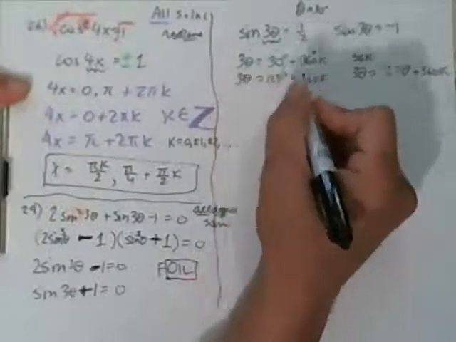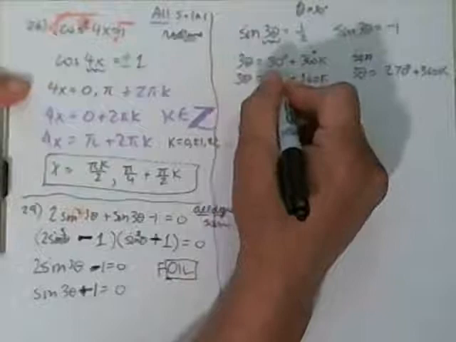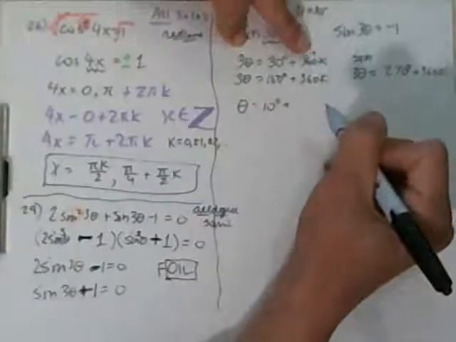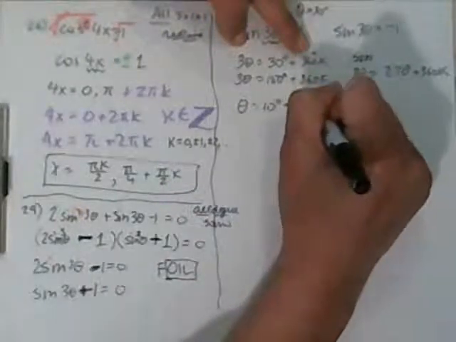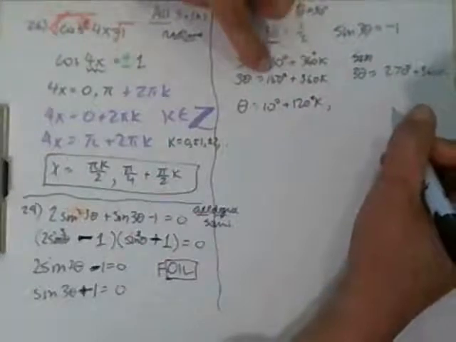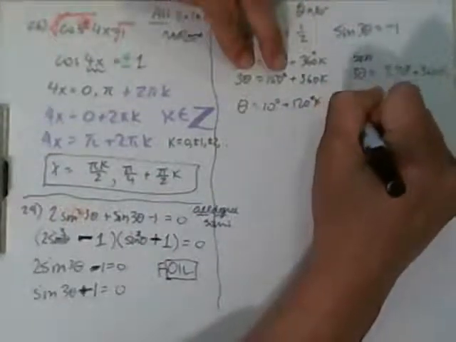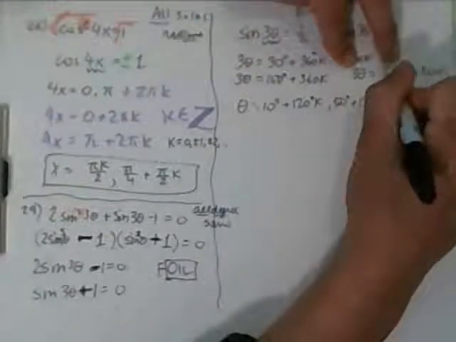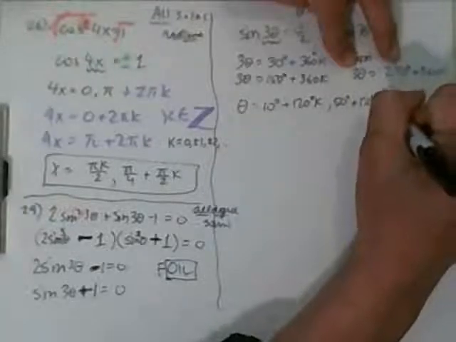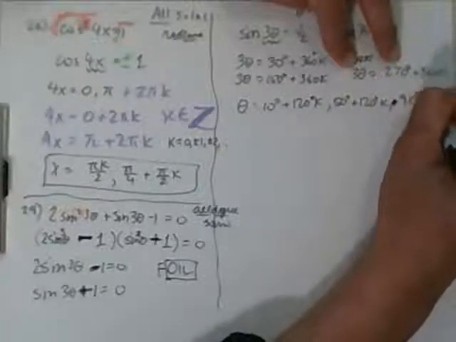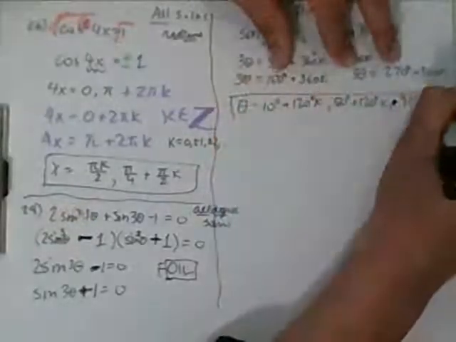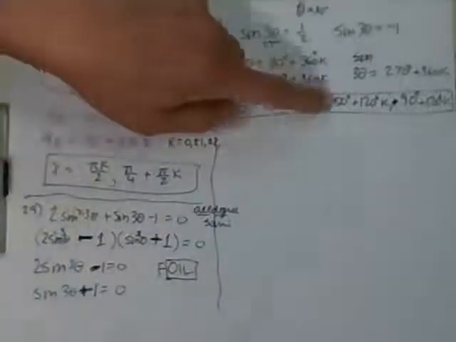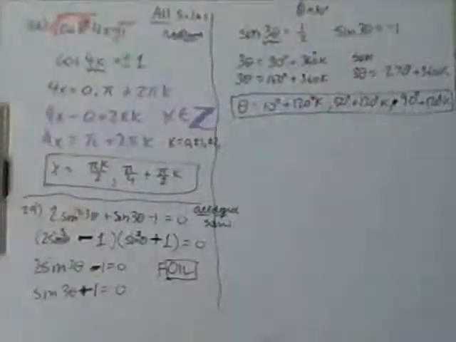To solve for theta, we divide by 3. So theta is equal to, take this, divide by 3, you get 10 degrees plus 360 divided by 3 is 120 degrees K. Take this, divided by 3, you get 50 degrees plus 120 degrees K. Take this number, divide by 3, 270 divided by 3 is 90 degrees plus 120 degrees K. Let's see if that's right. Check it out. 10 plus 120K, 50 plus 120K, and 90 plus 120K. Perfect. Just right.